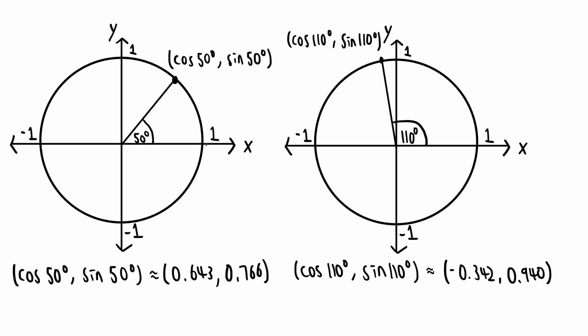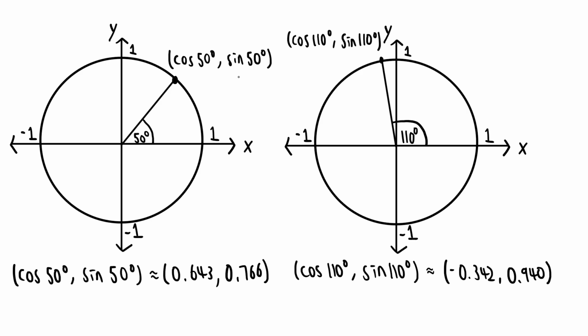Now we have to look at the point where the line intersects with the unit circle. The x-coordinate of the point is cosine of 50 degrees, and the y-coordinate of the point is sine of 50 degrees. In this case, both values are positive because the point lies in the first quadrant where the x and y coordinates both have positive values.